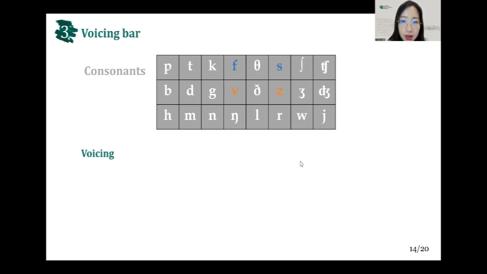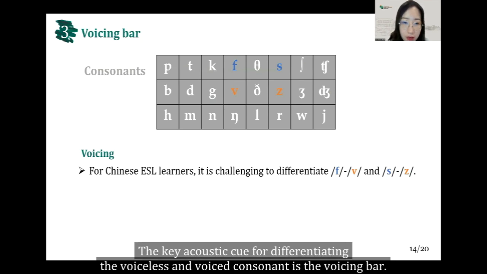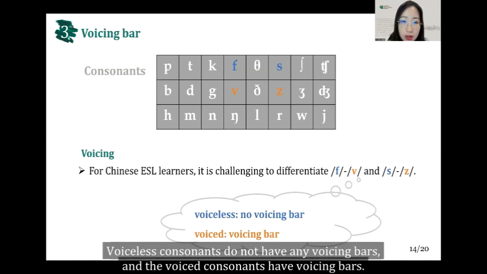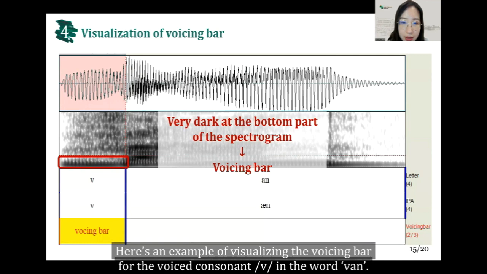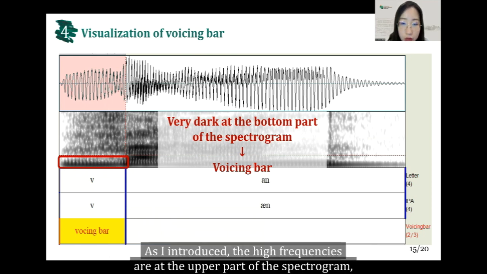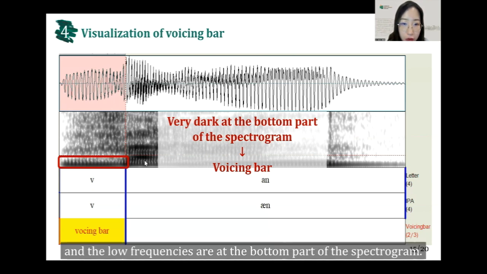The key acoustic cue for differentiating the voiceless and voiced consonant is the voicing bar. Voiceless consonants do not have any voicing bars, and the voiced consonants have voicing bars. Here's an example of visualizing the voicing bar for the voiced consonant v in the word van. During the production of the voiced consonant, the energy is very strong at the low frequencies. As I introduced, the high frequencies are at the upper part of the spectrogram, and the low frequencies are at the bottom part of the spectrogram.